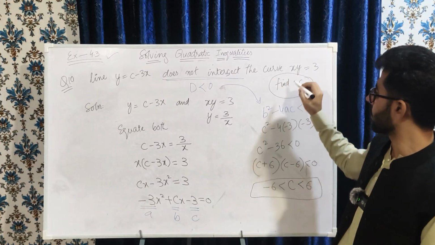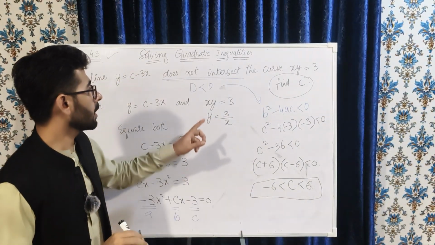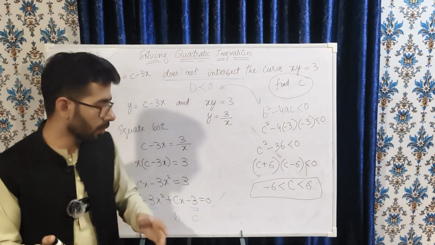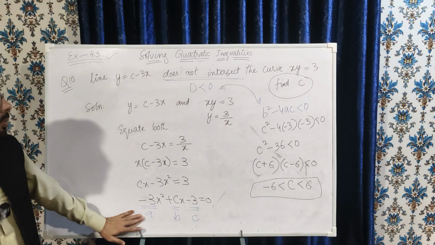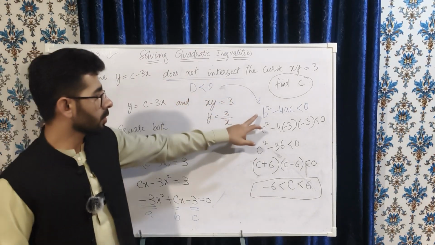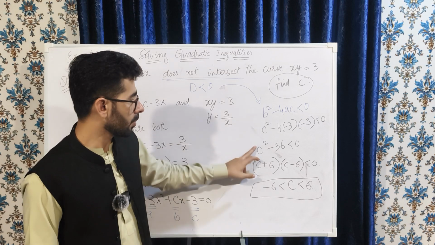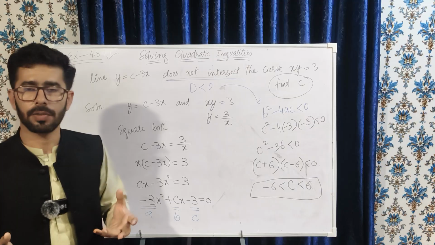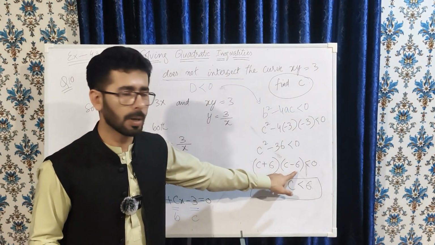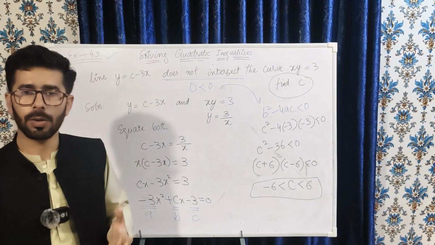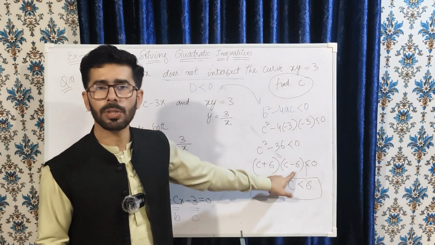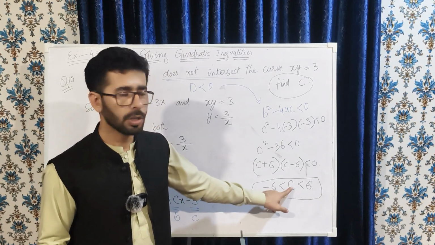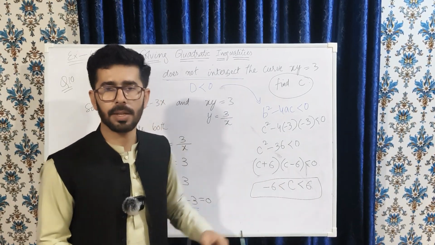They are asking us to find the value of c, and we know that if a line and curve do not intersect each other, that means they don't have real roots for this equation. If this equation does not have real roots, it means the discriminant should be less than 0. So we take discriminant, we put the values, we simplify it, we have c square minus 36 less than 0. We use the identity of difference of squares. We have c plus 6 times c minus 6 less than 0. That means our first root is negative 6, the second root is positive 6. So if it is a case of less than 0, our c value should lie between minus 6 and 6. That's the range of c.